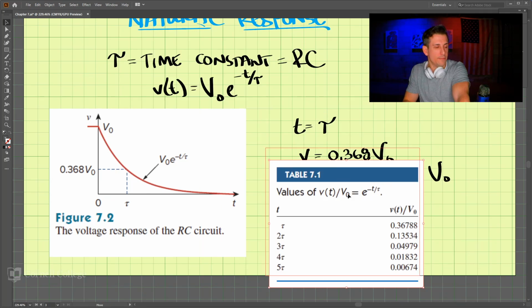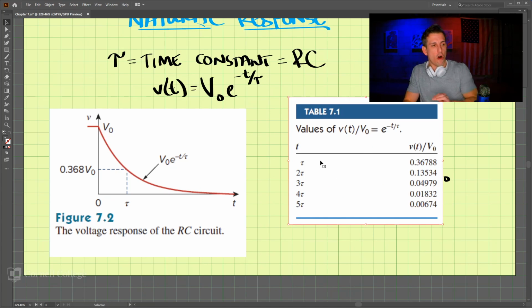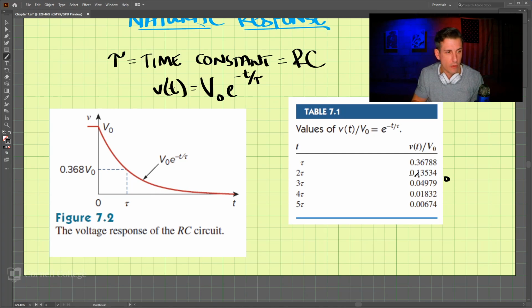And in this table, we see all the values for t in terms of tau. So if t is 1 tau, it's 0.36 here. 2 tau is right over here, and that is 13.5% or 0.135. 3 tau, 4 tau, 5 tau. This is almost zero. It's almost zero here after 5 time constants.